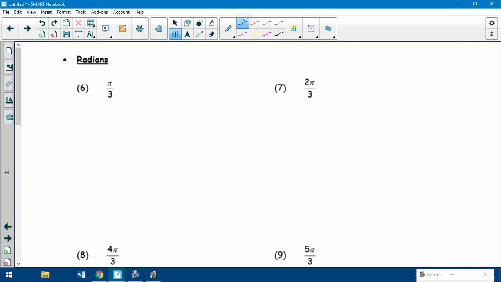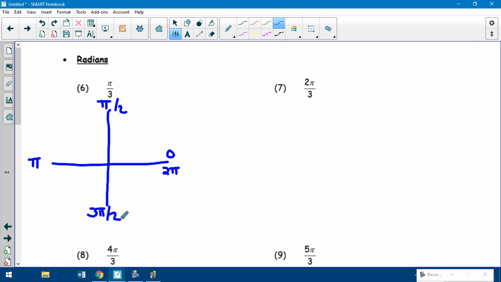But anyways, how will I draw these? So for this first one, this is where it's really important that you label those quadrantals. This is 0, all the way around is 2 pi, halfway around means pi. This would be pi over 2. This would be 3 pi over 2. Okay, now there's different ways to think about it.